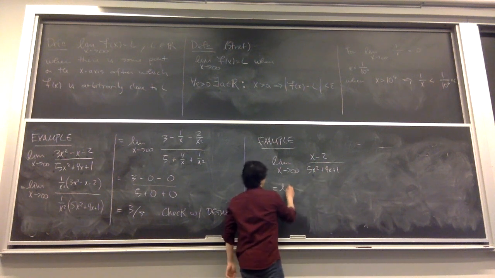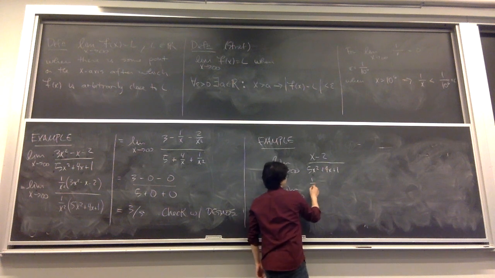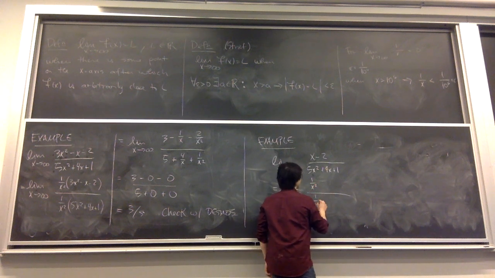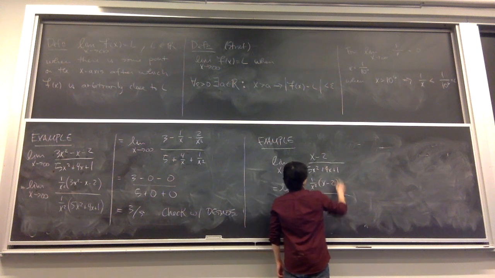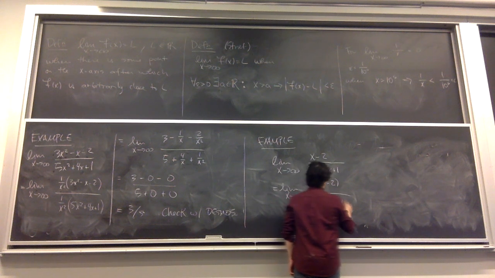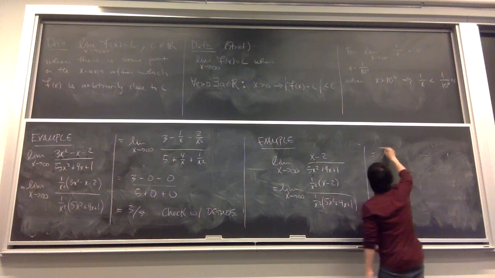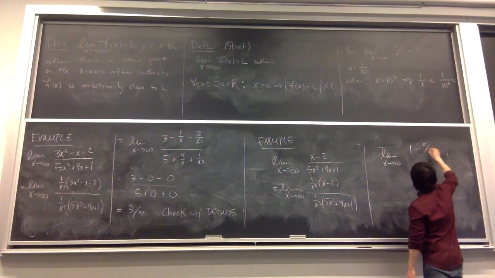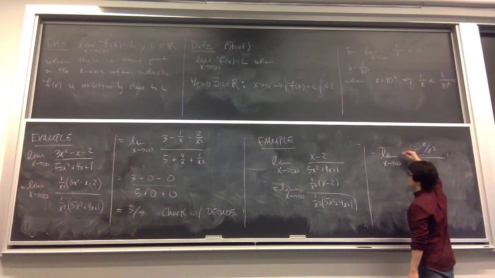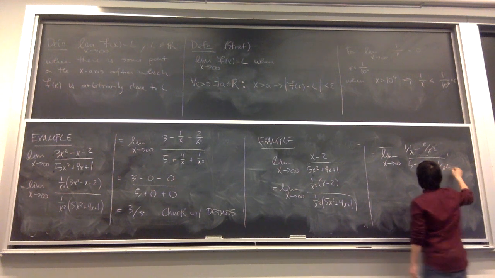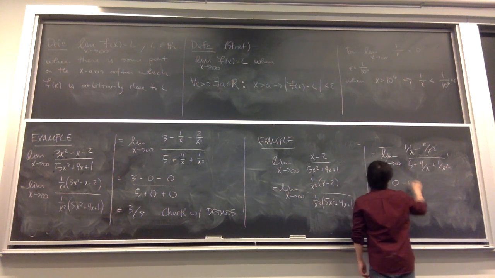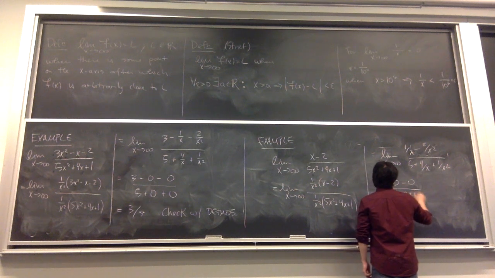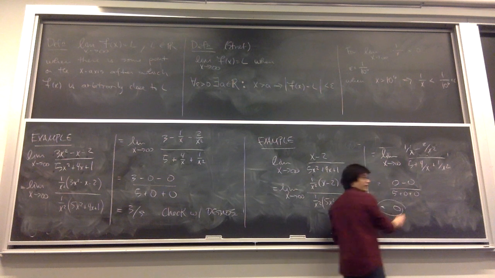So I undertake the same strategy. I divide by 1 over x squared, 1 over x squared. This is x minus 2. This is going to be 5x squared plus 4x plus 1. Continuing, we're going to get the limit as x goes to infinity of what? Going to distribute that. You get 1 over x minus 2 over x squared, and then 5 plus 4 over x plus 1 over x squared. Using the limit laws, you get 0 minus 0 over 5 plus 0 plus 0, which is 0, as predicted.